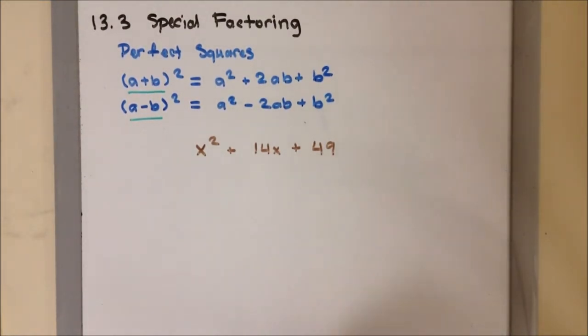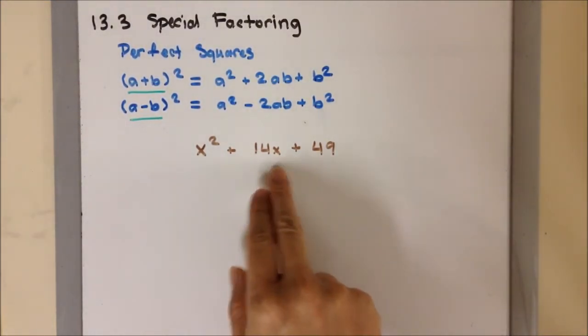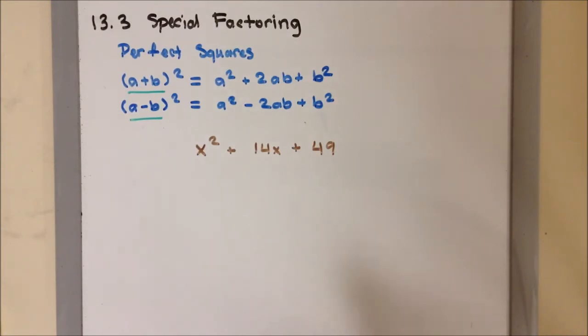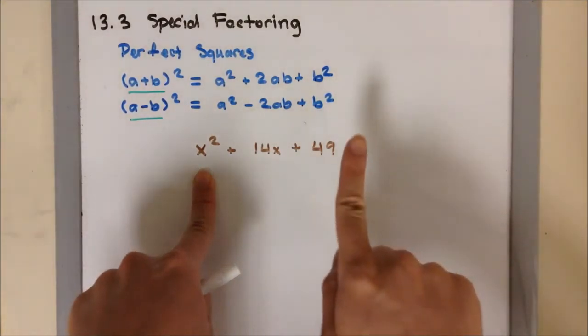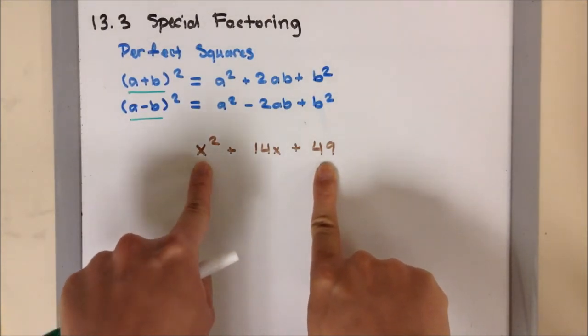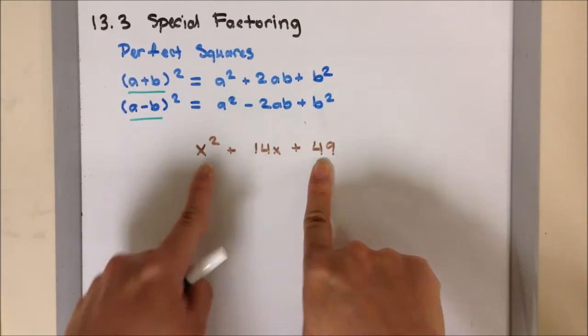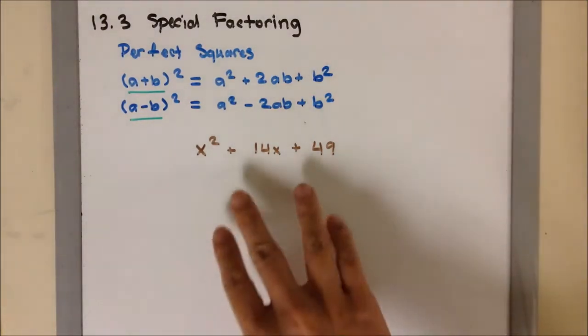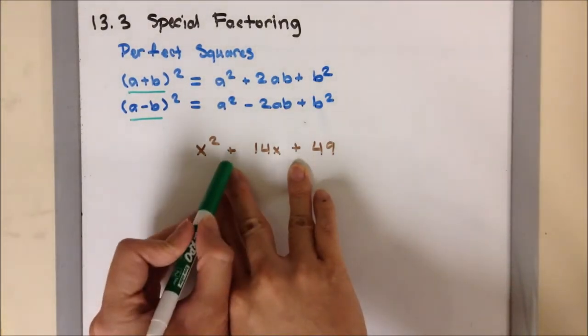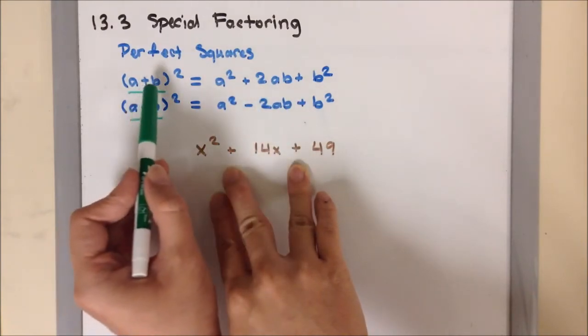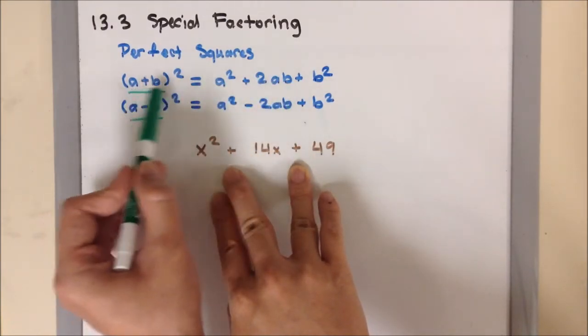In this second example, we have x squared plus 14x plus 49. If you want to check if this is a perfect square, let's take a look at the first term and the last term. This is a perfect square, and the last term is also a perfect square. In addition, this is a positive and that's a positive, so it may follow the first format that we have here.